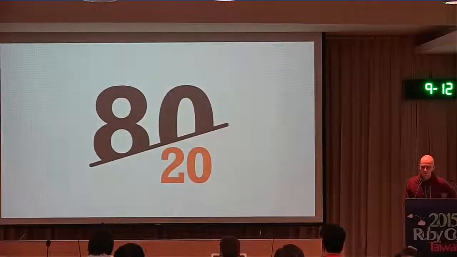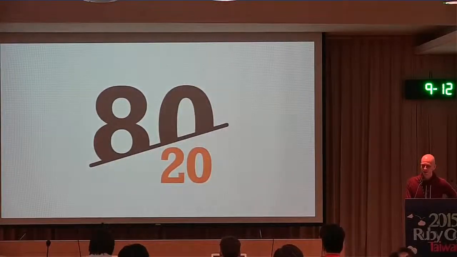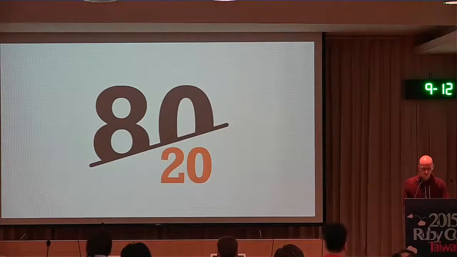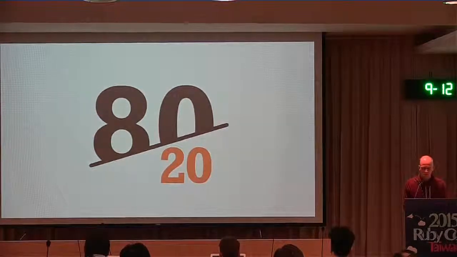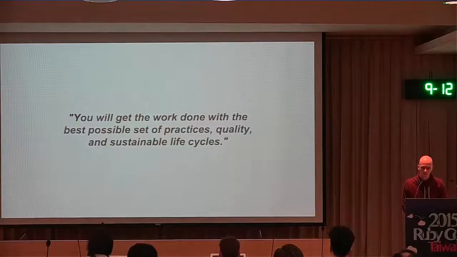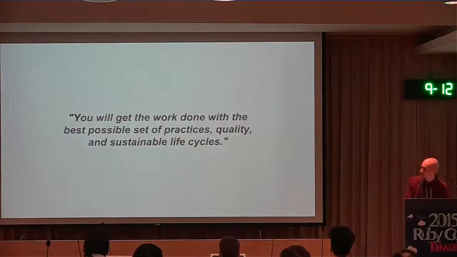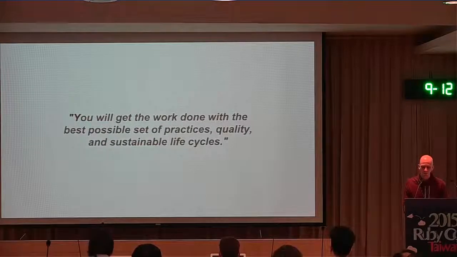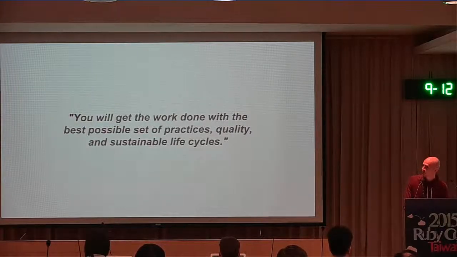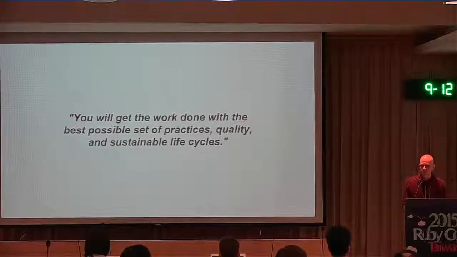Someone once said that Rails makes 80% of your work almost effortless, and then it leaves the remaining 20% almost impossible, which is something that I've experienced at least a couple of times. So what do we say in defense of this? Well, we usually use a variation of this expression, which is we will get the work done with the best possible set of best practices, quality and sustainable life cycles. And at least the last part, I haven't seen that much from my experience in the real world.